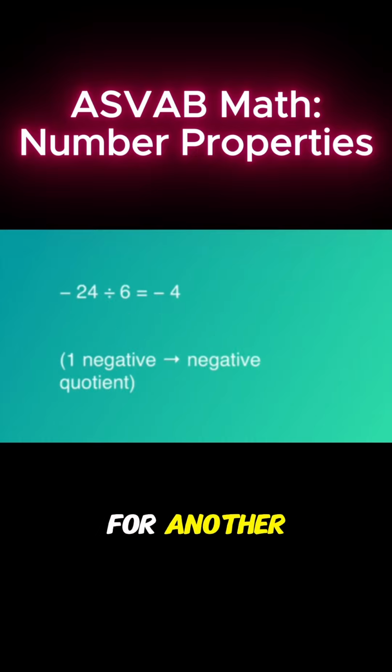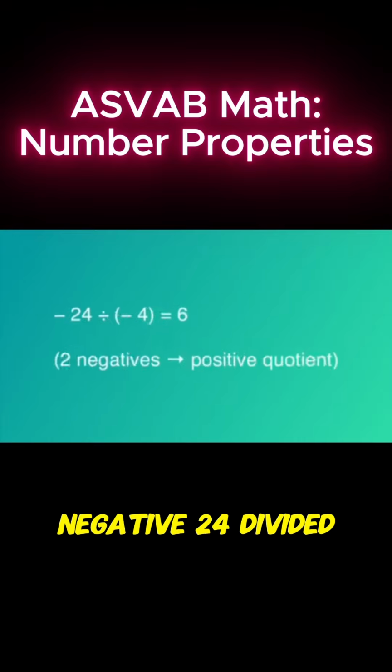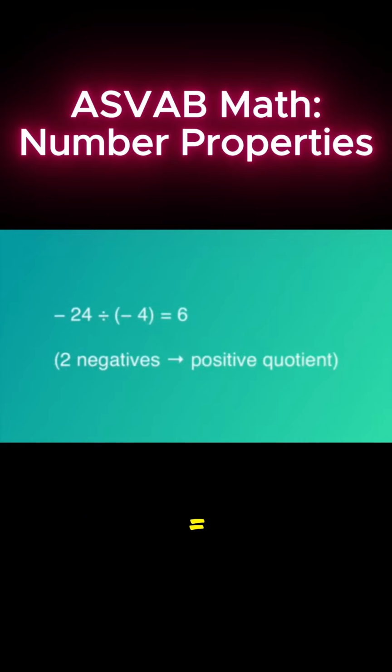For another, negative 24 divided by 6 equals negative 4. There's 1 negative, making this a negative quotient. Negative 24 divided by negative 4 equals 6. So here we have 2 negatives, which equals a positive quotient.